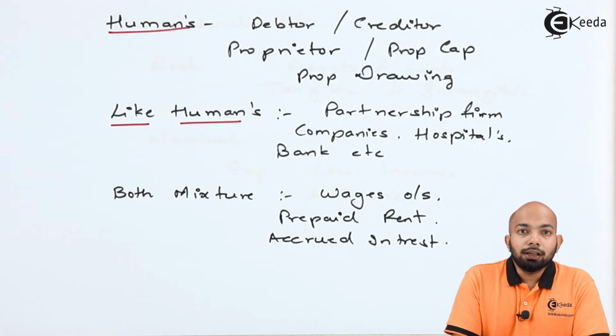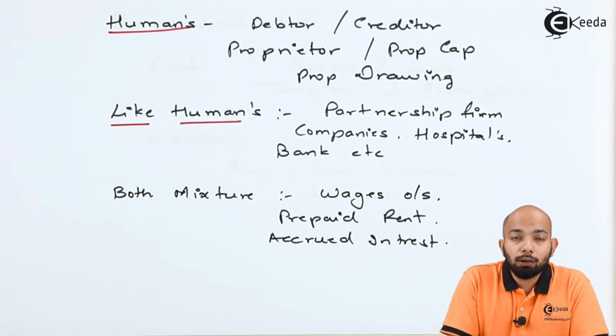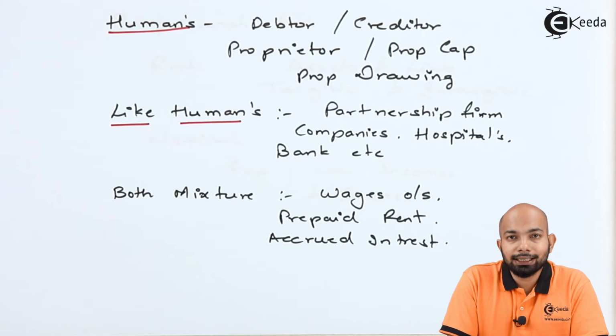Like humans. Now, when we talk about like humans, they act or behave like humans. However, they are not necessarily humans; they are artificial accounts. For example, we have Hindu undivided family, partnership firms, and banks. Although under the law purview we have all these things, they have a different entity, a different identity altogether. They are not humans. However, they act like humans. Hence, we have mentioned like humans as the category here.